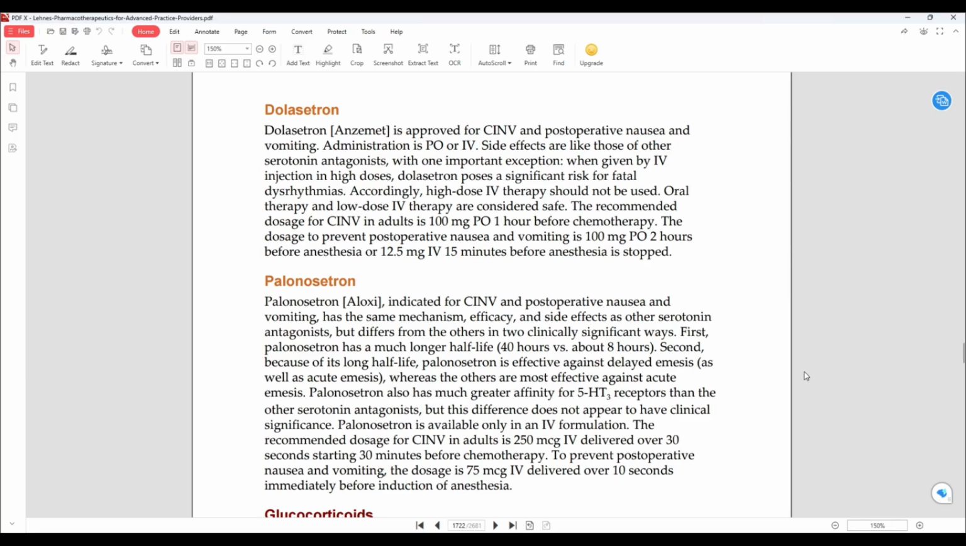The recommended dosage for CINV in adults is 100 mg PO 1 hour before chemotherapy. The dosage to prevent postoperative nausea and vomiting is also 100 mg PO 2 hours before anesthesia, or 12.5 mg IV 15 minutes before anesthesia is stopped.